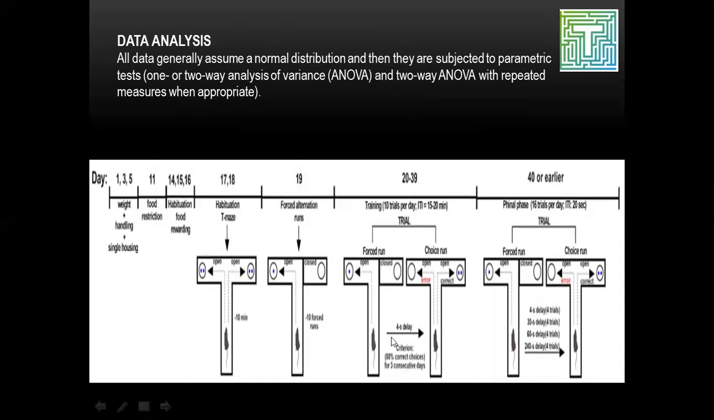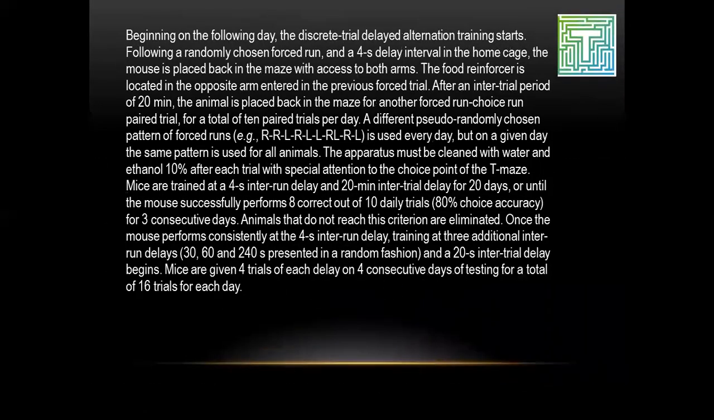We'll train the mice, okay? Each discrete trial consists of a forced run and a choice run. In the choice run, they have the choice of which side to move towards, and in the forced run we close one gate and open one arm. A different randomly chosen pattern of forced runs, for example right, left, is used every day. But on a given day, the same pattern is used for all animals.